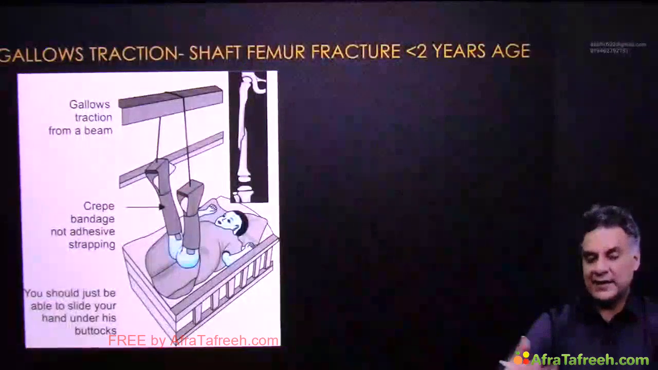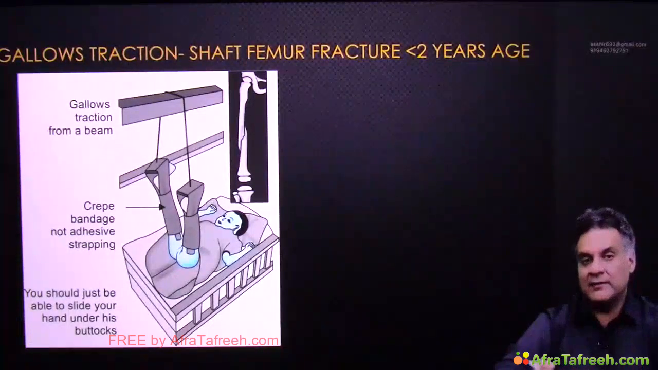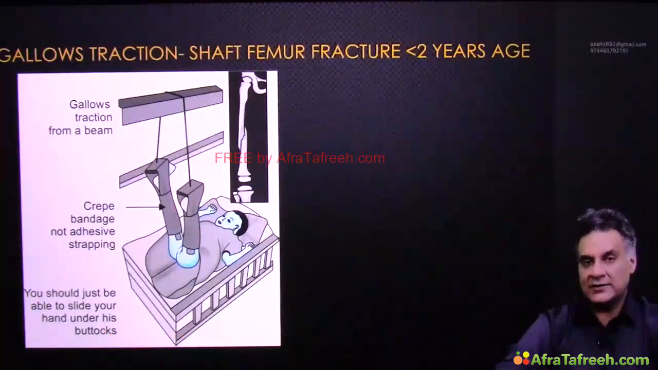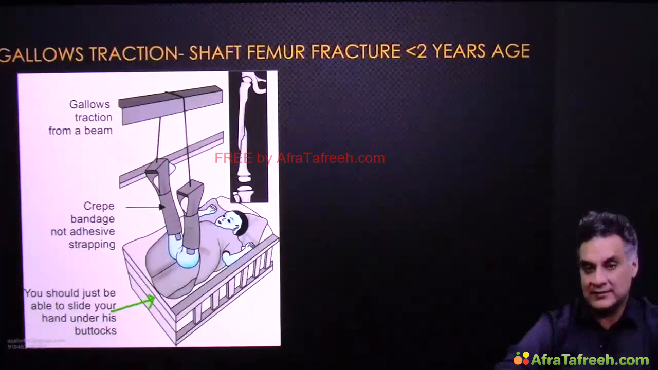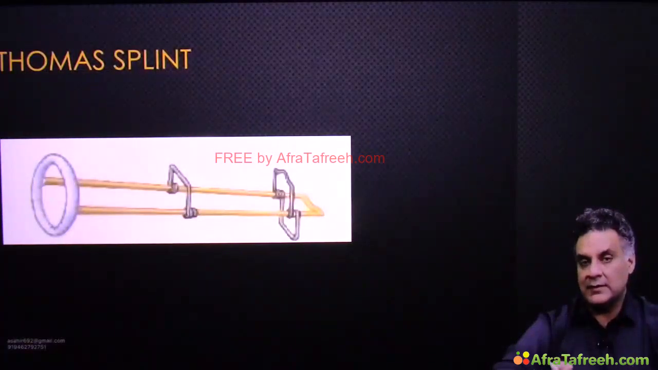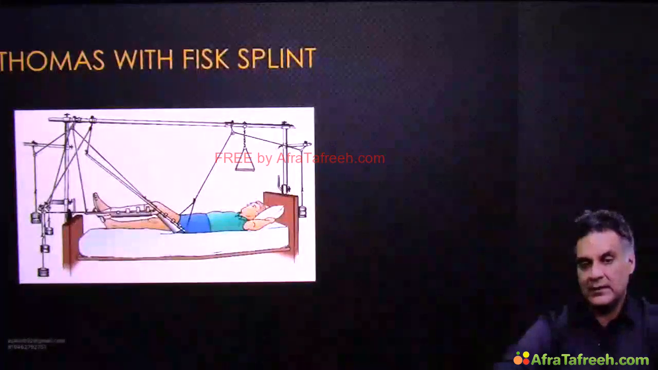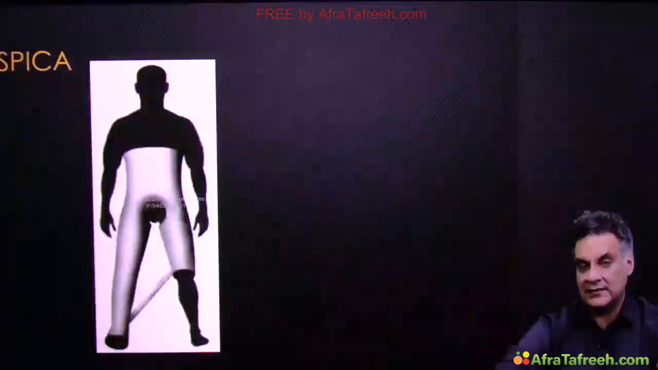Coming to the next common area, in fact, the commonest question asked, fracture shaft femur. Gallows traction is used in the age group less than 2 years of age. The child is hanging by the roof, buttock off the bed, for a period of 6 weeks. Thomas splint is to immobilize the lower limb, was classically given for TB knee, but now is to immobilize the lower limb, giving a fixed traction mainly in shaft femurs. Thomas splint with a Pearson splint is to have dynamic mobilization of the knee in that.